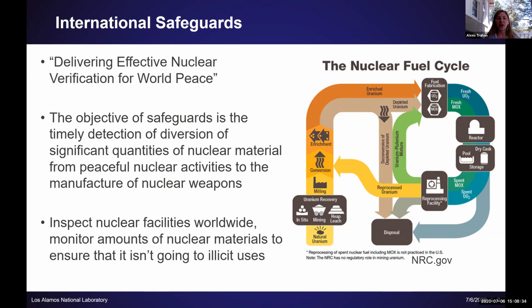So the objective of safeguards is the timely detection of diversion of material. There are two components of this verification. It's to detect that something has gone missing and detect it with some probability or some confidence, and then also to do that within some period of time, within what we say is a timely manner.